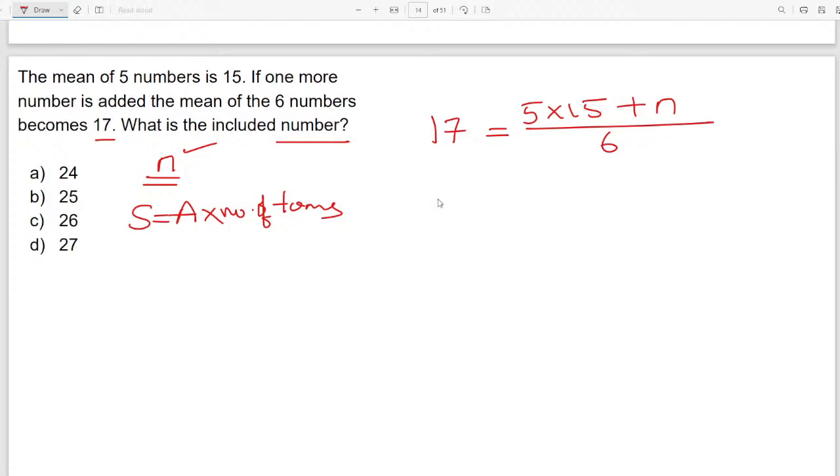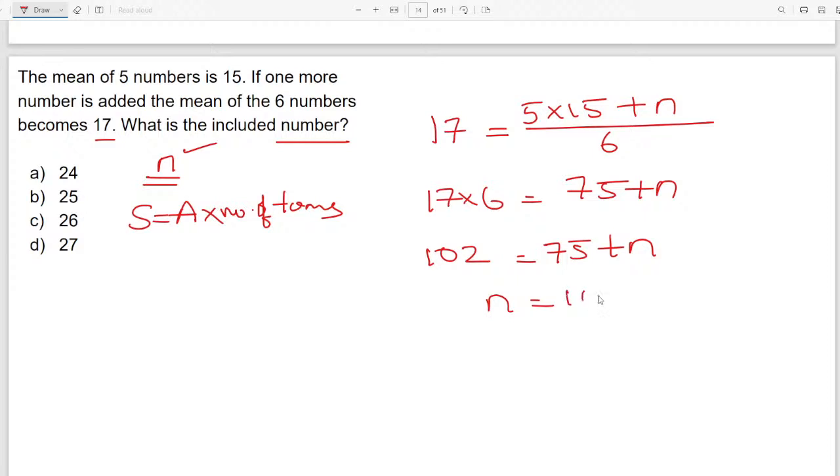And this should be 17 into 6, which is equal to 75 plus n. That is 102 equals 75 plus n. So n is equal to 102 minus 75, which is 27. N is equal to 27, and the correct answer is option D.